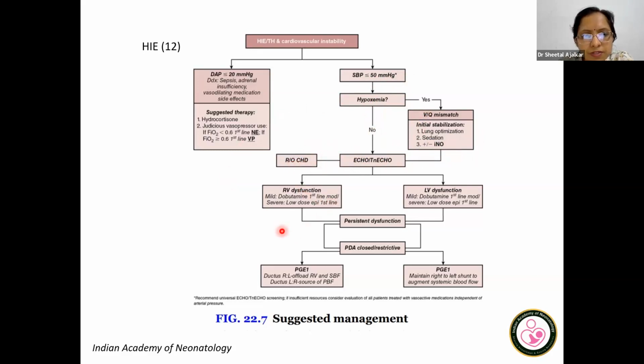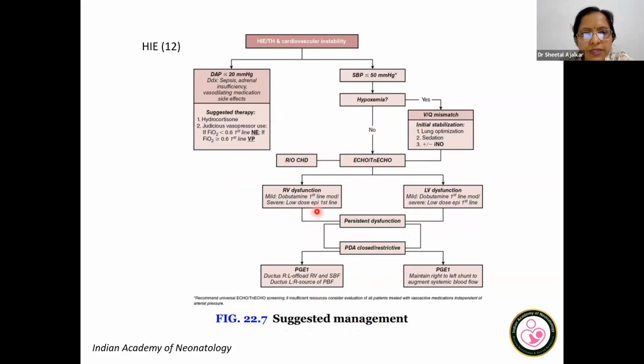So if there is RV dysfunction, mild, then dobutamine; severe, then low dose epinephrine can be first line. If there is LV dysfunction, again dobutamine, and if severe, then low dose epinephrine. If persistent dysfunction is there and the PDA is closed or restrictive, PGE1 can be used.